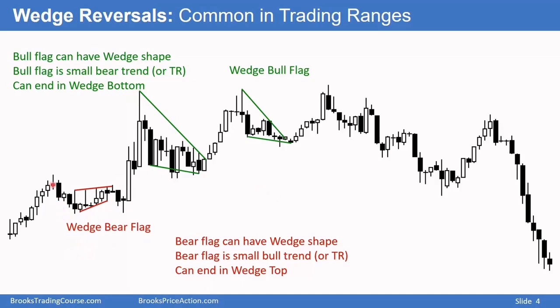Here we have a sell-off and a pullback, and this pullback has a wedge shape. It's a small bull trend. We have higher highs and higher lows, but the odds are you're going to get the bear breakout, so you can call it a wedge bear flag.